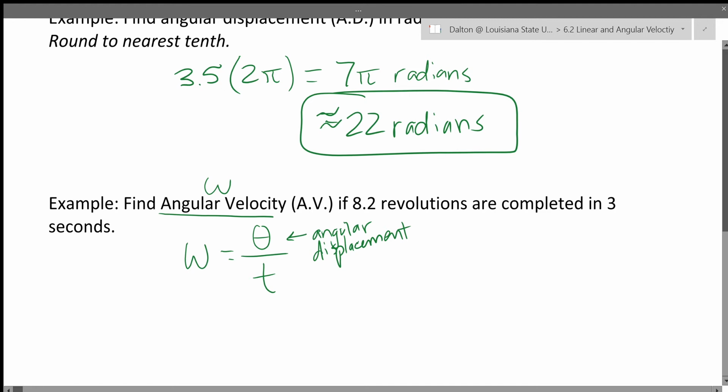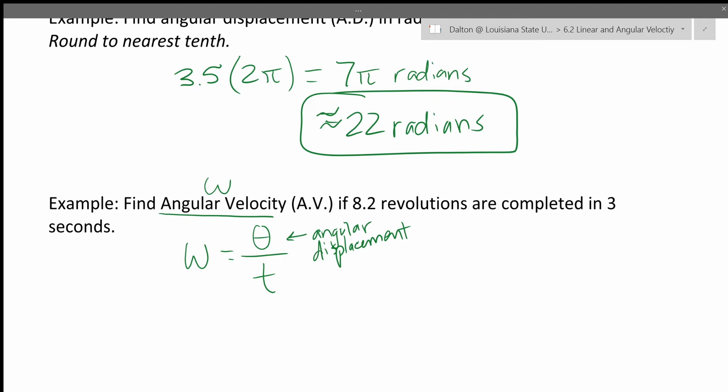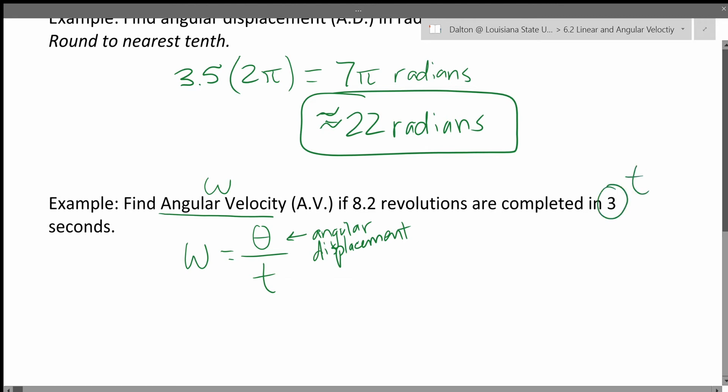Notice my problem gives me nothing about angular displacement. It gives me time, 3 seconds, which I know is t, but 8.2 revolutions is not the displacement. That's just how many times I go around. So before you can plug things into the formula, you need to find the angular displacement first using the revolutions. Just like we did in this problem, you simply multiply your 8.2 revolutions times 2 pi to figure out the angular displacement.